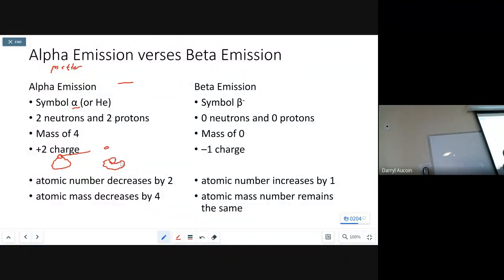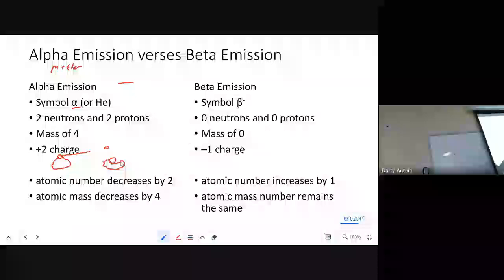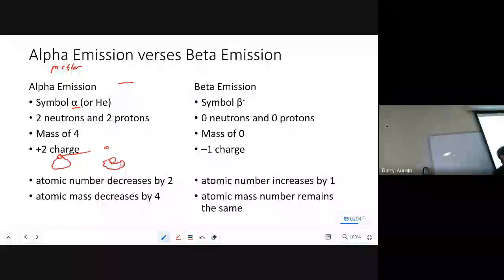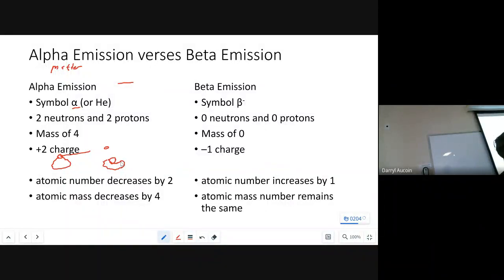So we're going to break off a small part of that atom, 2 protons and 2 neutrons. So our mass is going to go down by quite a bit. We're going to lose 2 protons from that atom and 2 neutrons from that atom. Since mass number is just the number of protons plus the number of neutrons, we're going to go down by a mass of 4.